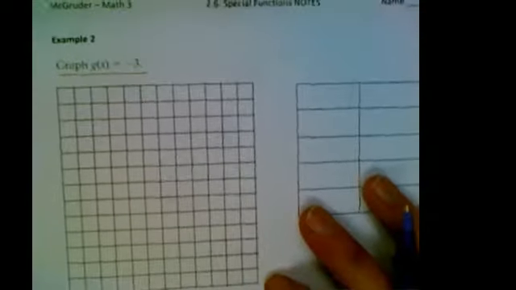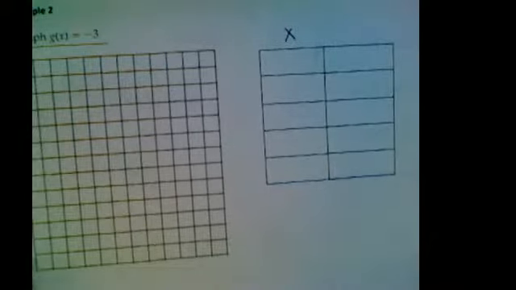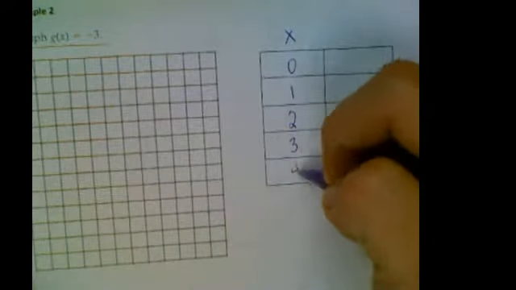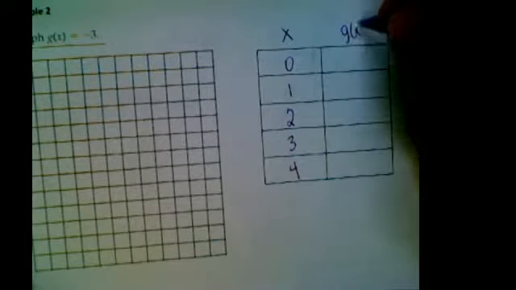The next one is a constant function. You guys know how to do this. You've done this forever. It's so easy that you tend to make it harder than it really needs to be. So let's start with a table. Let's choose some X values. And you can choose whatever you want. I always try to stay nice and easy so I don't have to worry about it. And then let's plug them in.